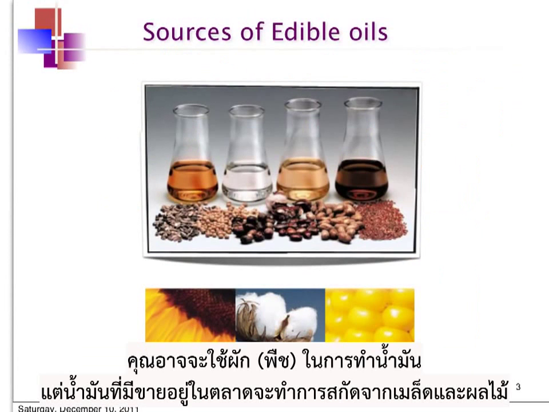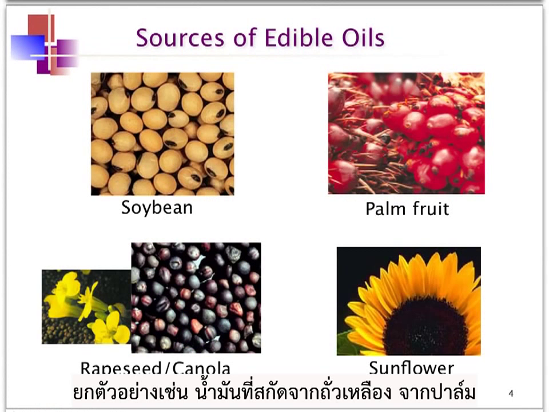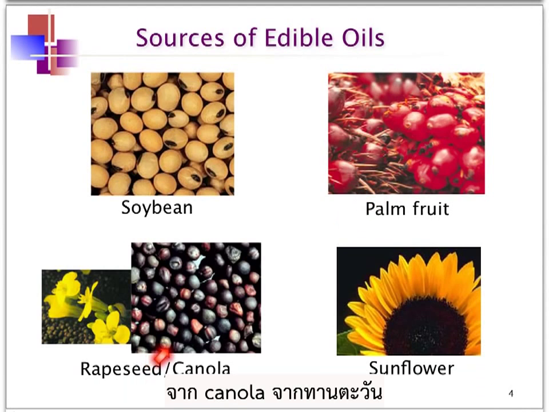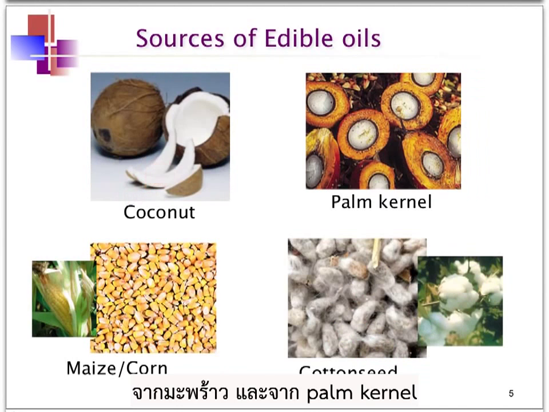You may be familiar with a few types of vegetable oil, but commercial oil can be extracted from various types of seed and fruits. So for example, on this slide you can see that oil can be extracted from the soybean, from the palm oil fruits, oil palm fruits, from canola, from sunflower, from the coconut flesh, and from the palm kernel.